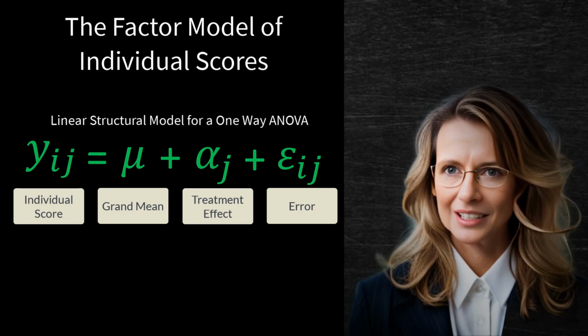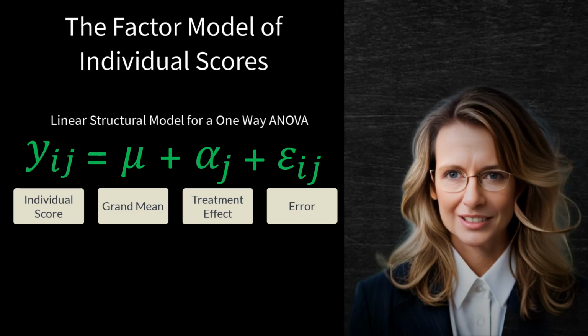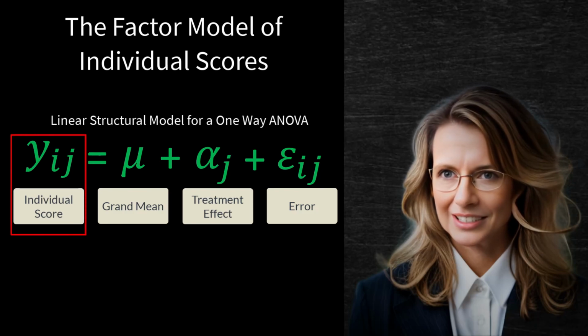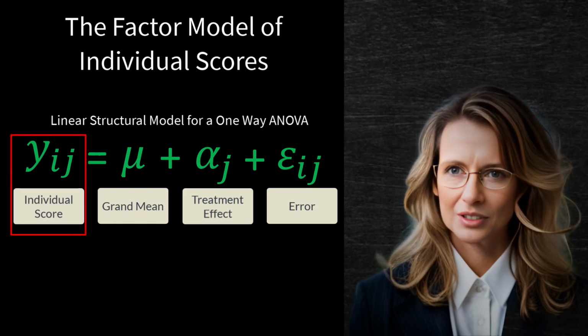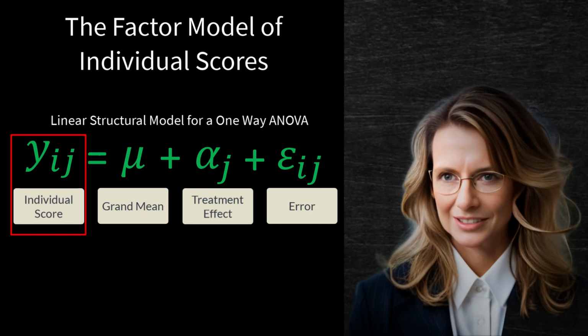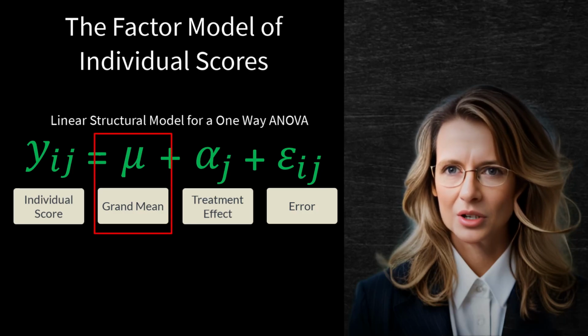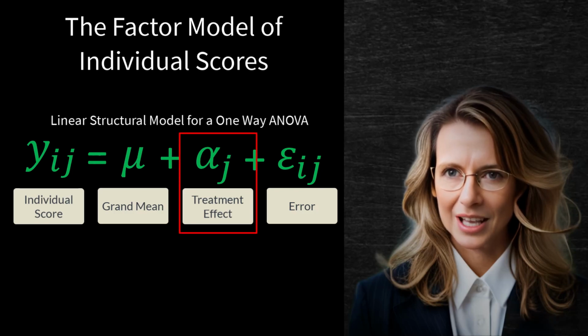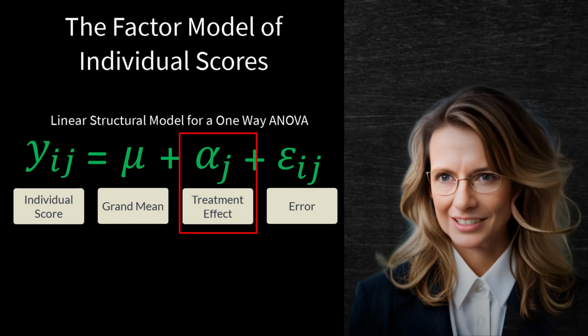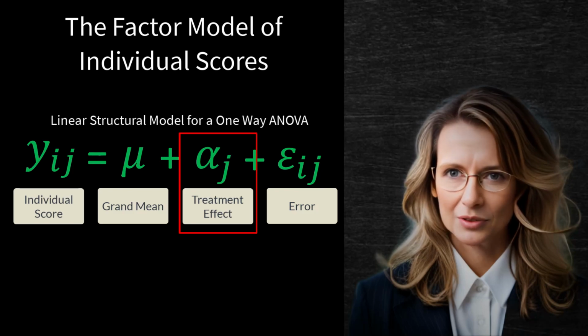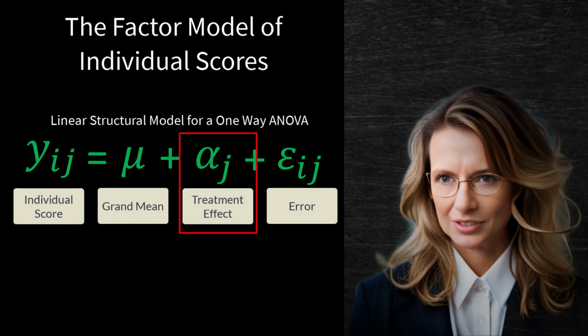The model simply says that any score, which is notated as y sub ij, can be decomposed into these three different parameters. 1. The grand mean, mu. The grand mean is the average of all the scores in the population. 2. A treatment effect, alpha sub j, which is the effect that being in a particular treatment group, j, has on the individual's score. Some texts use the Greek letter tau to represent a treatment effect.